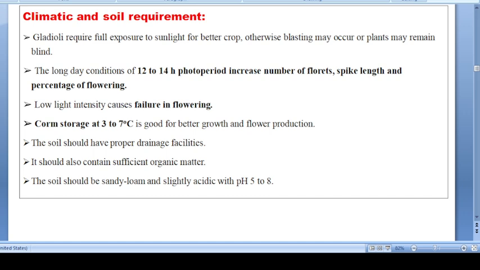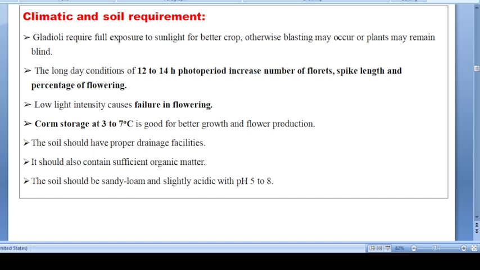Next, coming to the storage of the corms, how temperature will impact Gladiolus corm storage. Normally, both Gladiolus and tuberose have a dormancy. So immediately after harvesting or lifting of the corms or bulbs, we cannot go for planting. During that time we have to store them. For Gladiolus, the temperature required is 3 to 7 degrees, mainly for the storage of corms.